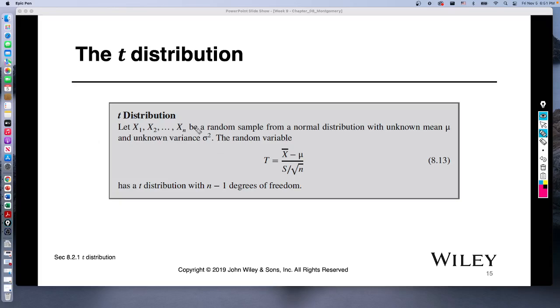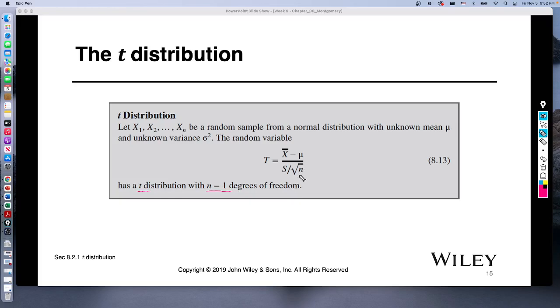So if we've got some random variable and a random sample from a normal distribution, but we don't know what the mean is and we don't know what the variance is, then we construct a random variable t such that x bar, the mean of the sample, subtracting the mean of the population, which again we don't know, divided by the standard deviation of the sample over the square root of n, actually has a t distribution. And it has what's called n minus 1 degrees of freedom.